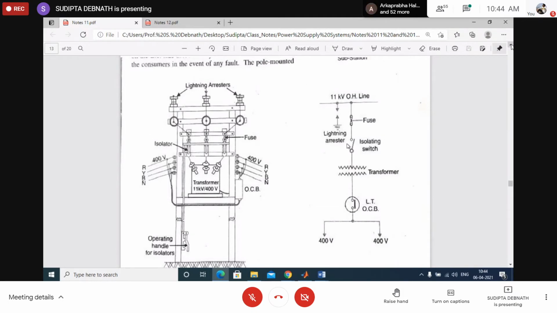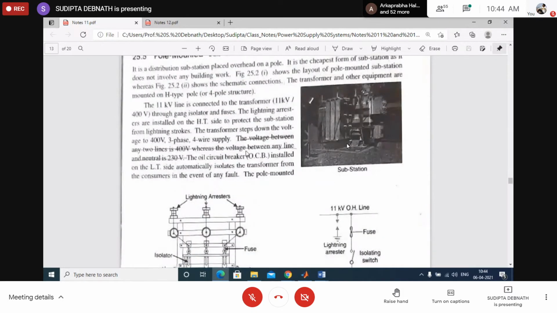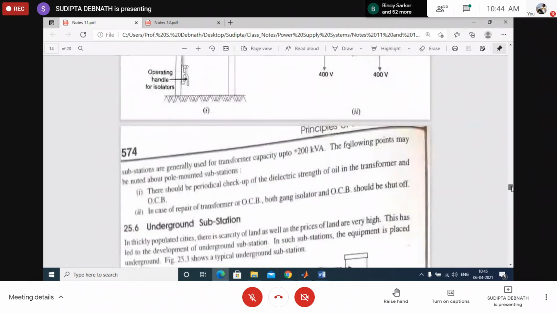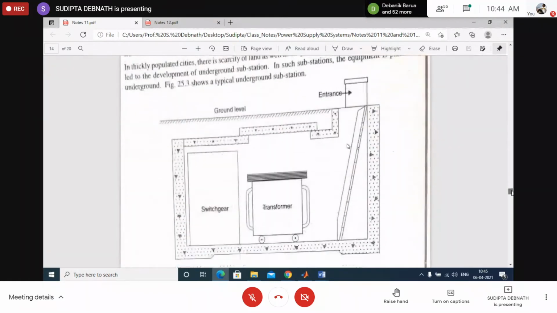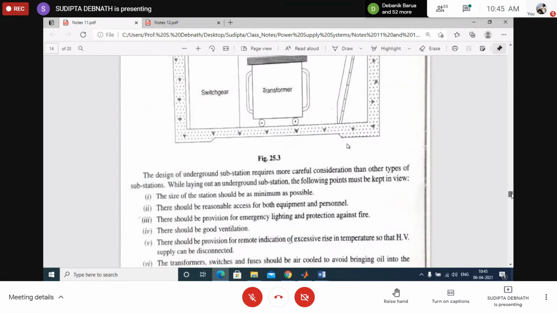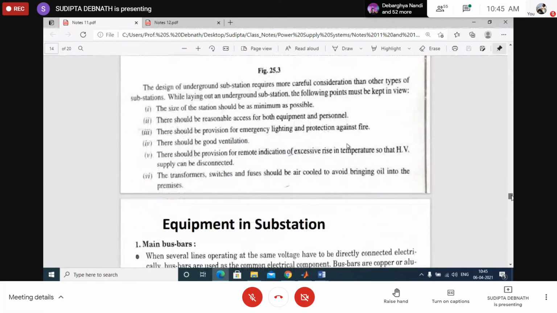A small description is given here. Voltage between any two lines is 400, whereas voltage between any line and neutral is 230. Actually, it is all right, but as this is very simple, I don't know where this line is given. So it is okay, I think. Don't get confused. This type of substation is the H pole substation. And the underground substation is not very much recommended; it looks like this. But the important ones are the transformer substation and the H pole substation.